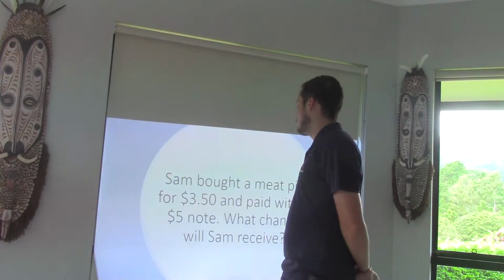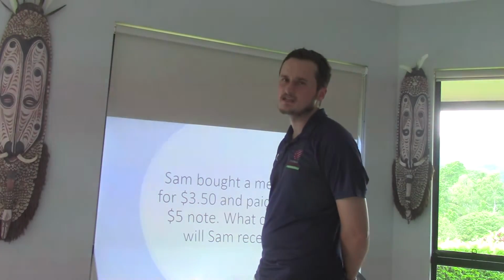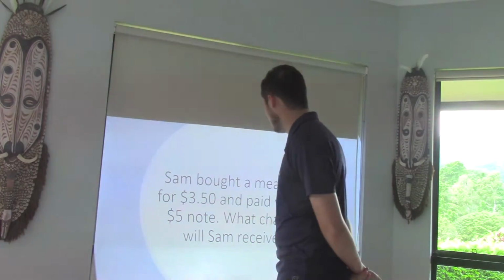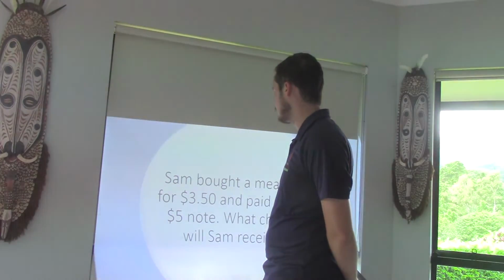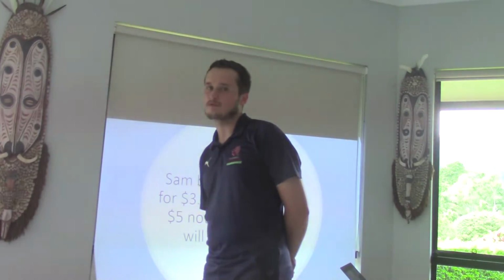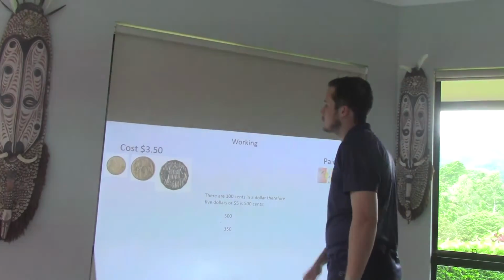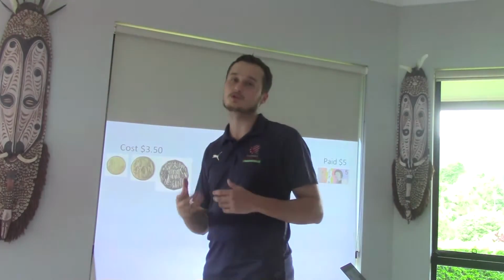Sam bought a meat pie for $3.50 and paid with a $5 note. What change will Sam receive? So a little bit different to what we were doing before. We're finding change. In this next slide, I've got our process, the way I want you to work through it.